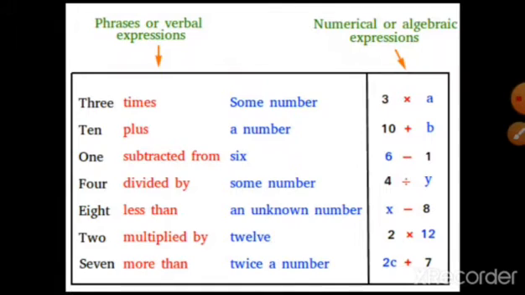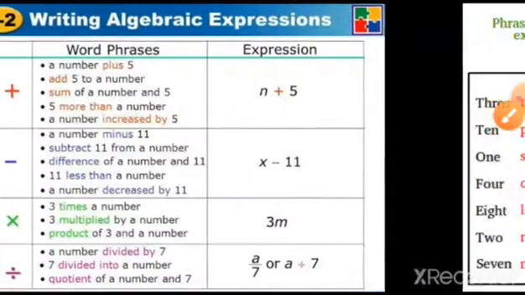Next students, we are going to see some of the examples. See, on the left hand side you will find the phrases or the verbal expressions, and on the right hand side the numeral or the algebraic expressions are written. First one is 3 times some number. So here we can consider the some number to be any variable. We have studied just a few minutes ago that in order to represent any unknown quantity, we use variables or any alphabets. So here we are taking the some number as A, and since it is given 3 times, that is why we are using multiplication.